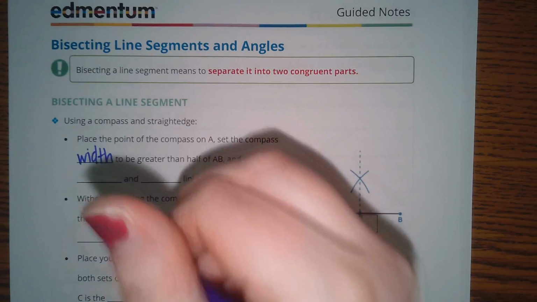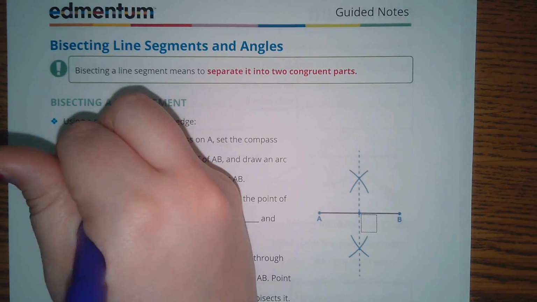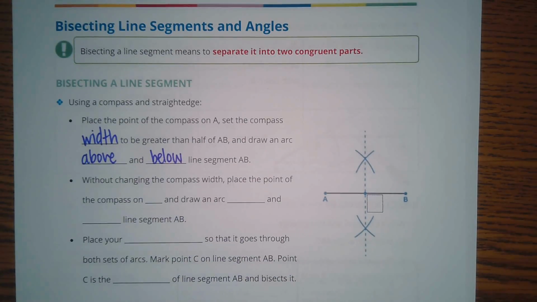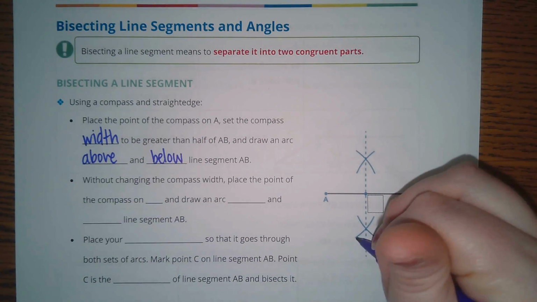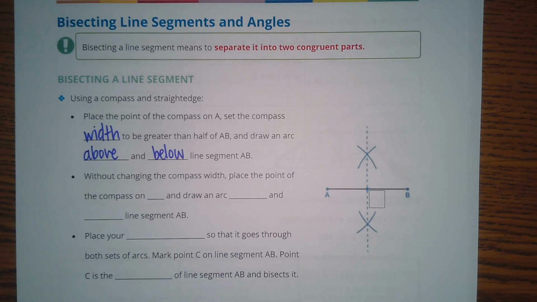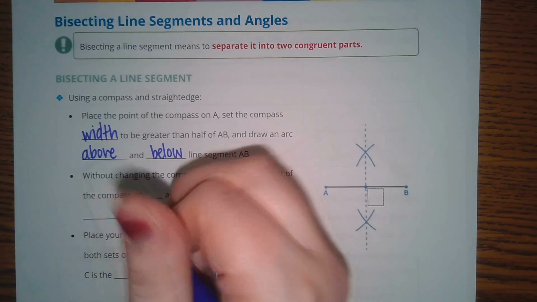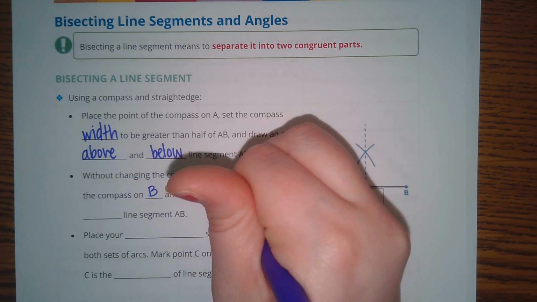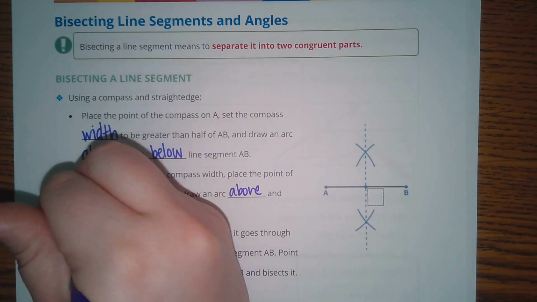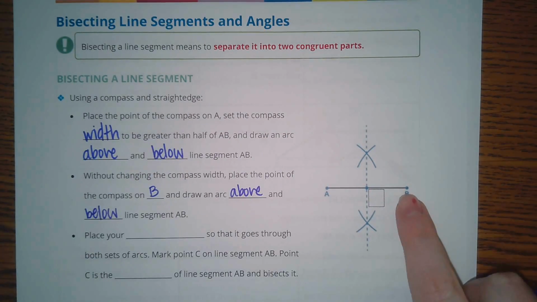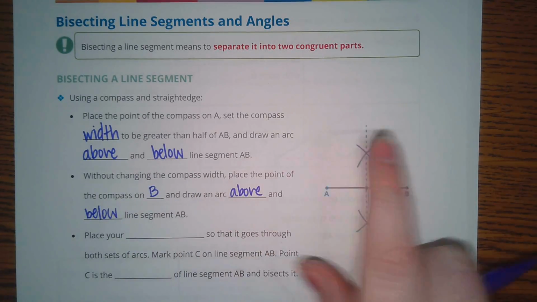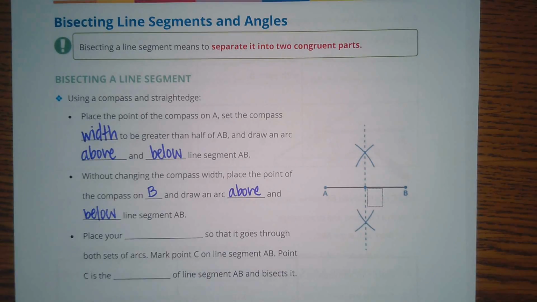I draw an arc above and below my line segment AB. And so you can see I drew one here and I drew one here. Now I'm not going to change the compass width, and I'm going to do the exact same thing. So without changing the compass width, I'm going to now place it on point B. And then same thing, I'm going to draw an arc above and below my line segment AB. So now I'm doing it with this point over here. It's really important you don't change the width. And I'm going to mark this one and this one.